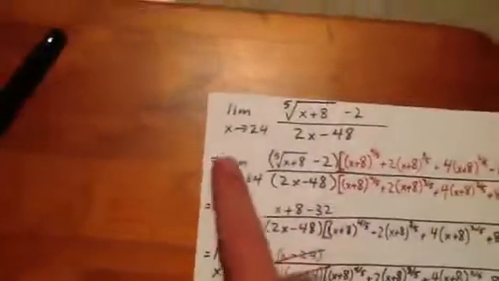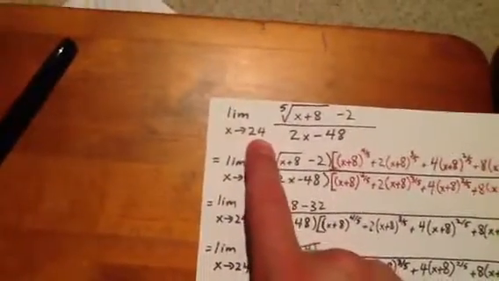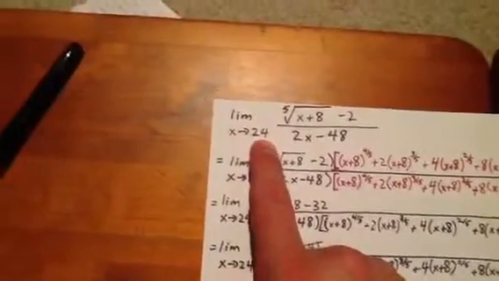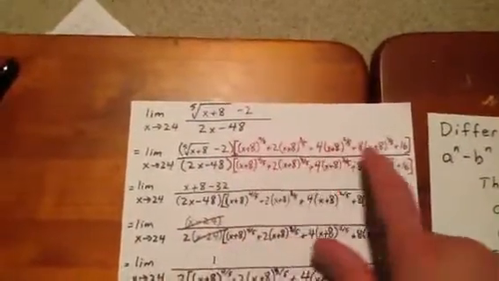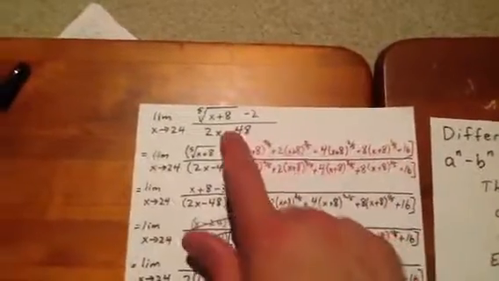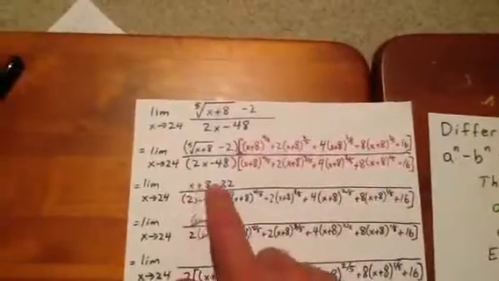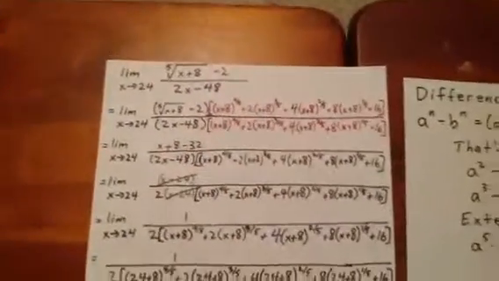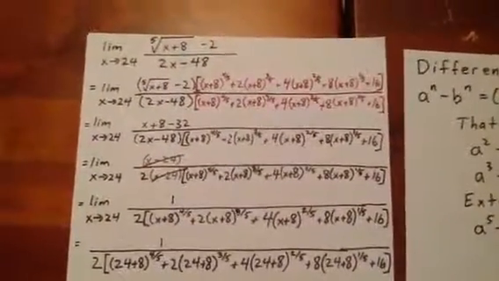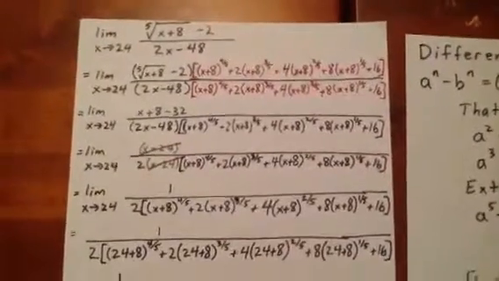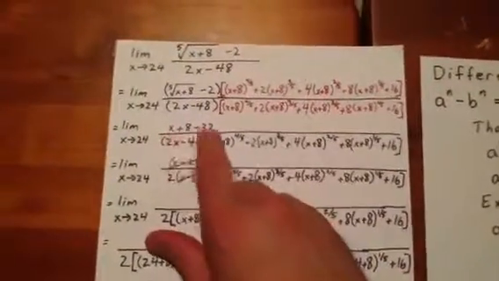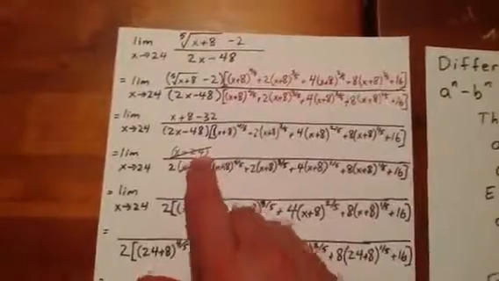And if we go back to our original question, x minus 24 is the offending factor that we want to create so that we can cross it out. So we're going to multiply the numerator by that factor. So we have to multiply the denominator by that factor as well. What happens then, the numerator becomes x plus 8 minus 32. The denominator stays the same. We can simplify x plus 8 minus 32 to x minus 24.